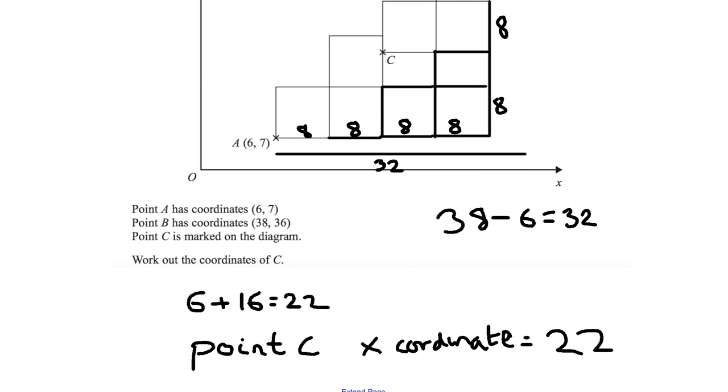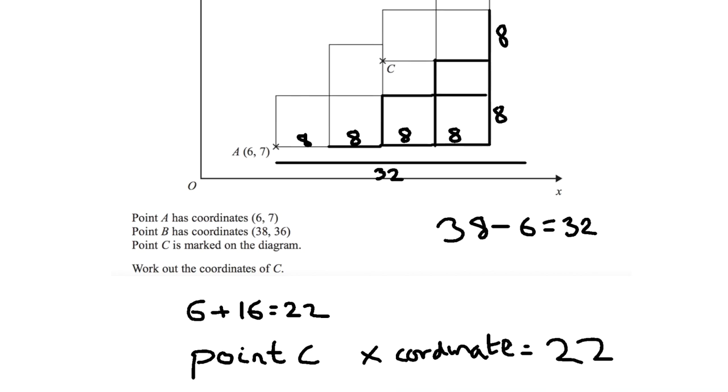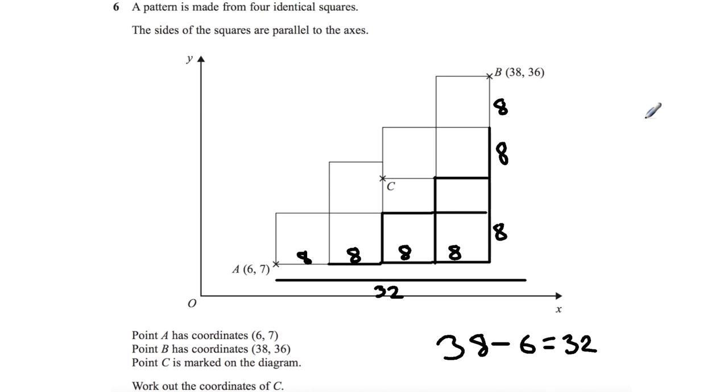From point B, the y-axis, we would therefore need to subtract two sides of the length 8. Therefore, the y-coordinate of point C is 20. So 36, subtract 8. And then I'm going to subtract it again, which gives us 20.